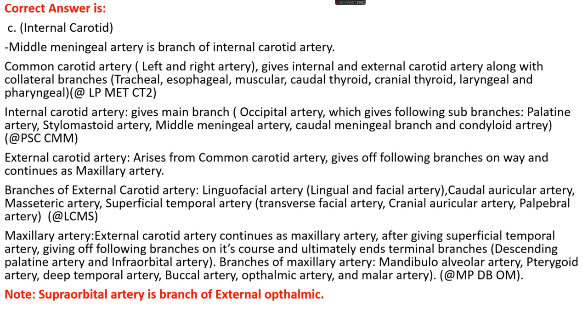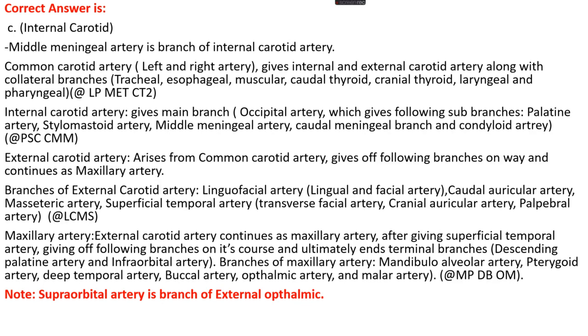Okay, if we see the common carotid artery, it arises directly from the arch of the aorta. There is a left and a right artery, and it gives the internal and external carotid arteries along with collateral branches. The collateral branches of the common carotid artery are tracheal, esophageal, muscular, caudal and cranial thyroids, laryngeals and pharyngeals.